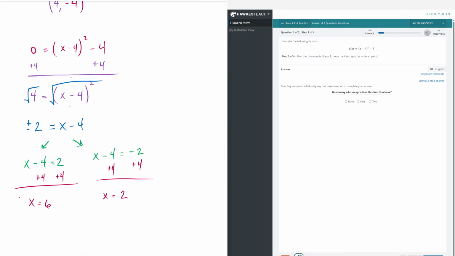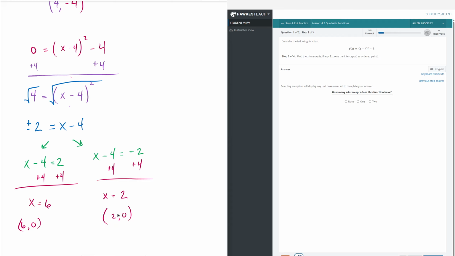These are going to be our x-intercepts at the point 6, 0, and at the point 2, 0. Over here, if you notice, it'll say like none, 1, or 2. Since this is a quadratic, you should always either choose none or 2. Well, I know that it's 2 because I got two answers. I got a 6 and a 2, and they're normal numbers.